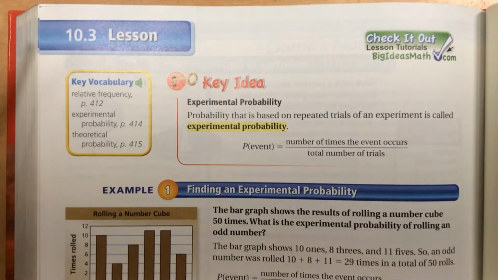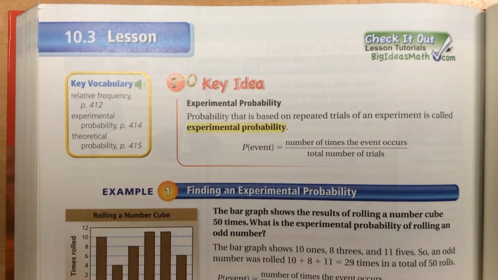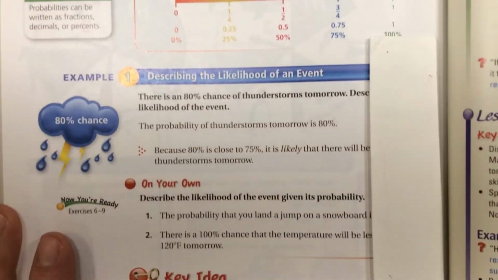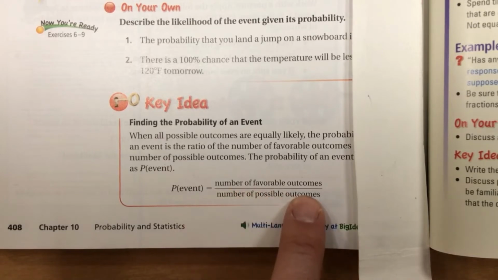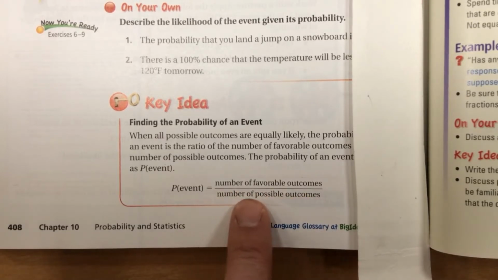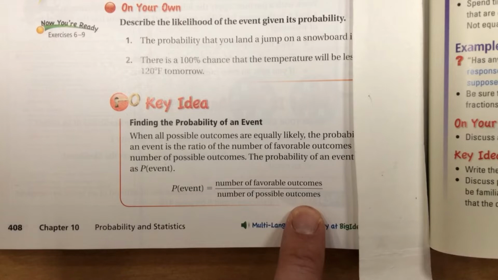Okay, this is section 10.3. We're still talking about probability. This is found on page 414 in your textbook if you're following along. And if you'll recall in the last section, finding the probability of an event, we said was the number of favorable outcomes over the number of all possible outcomes.